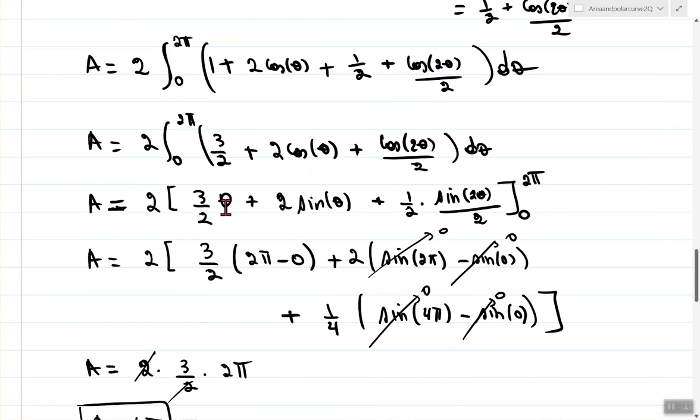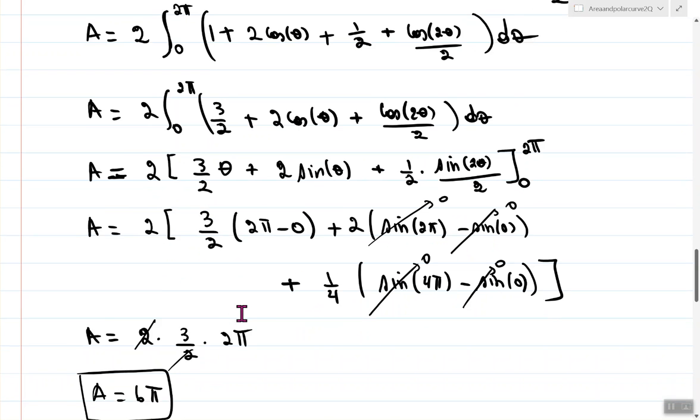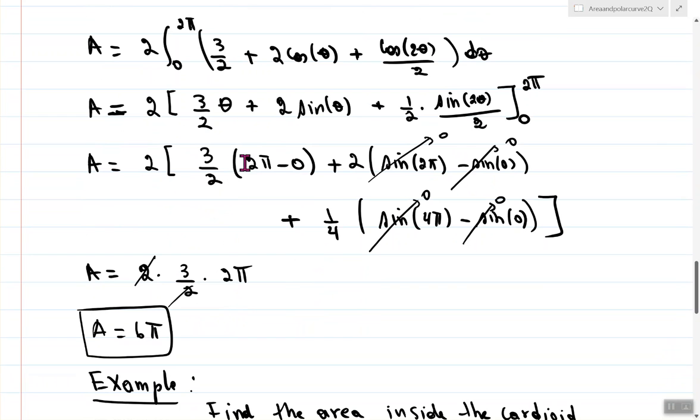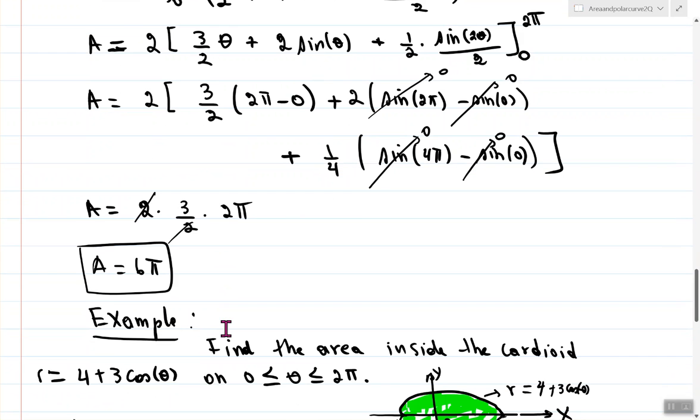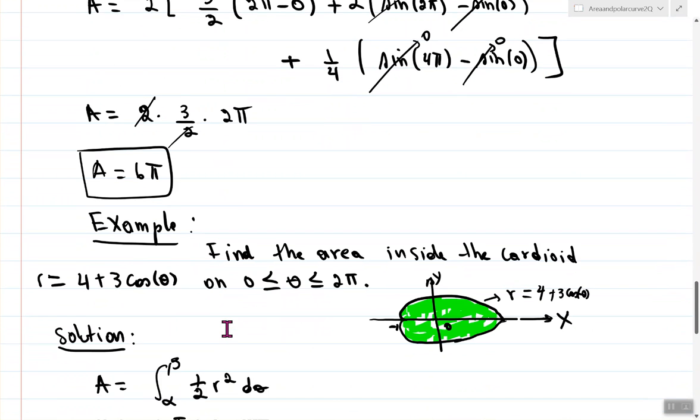When you evaluate this at 2 pi, you get 3 over 2 times 2 pi, and then minus, you evaluate at 0, you get 0. Plug in 2 pi for theta here, you get sine of 2 pi, and then minus sine of 0, and then do the same thing: 2 pi gives you 4 pi, and then minus 0. But sine of 0, sine of 4 pi, sine of 2 pi all give you 0, so all of this is 0. The contribution is here. You simplify, you get 3 pi times 2, which gives you 6 pi. So that's one of them.